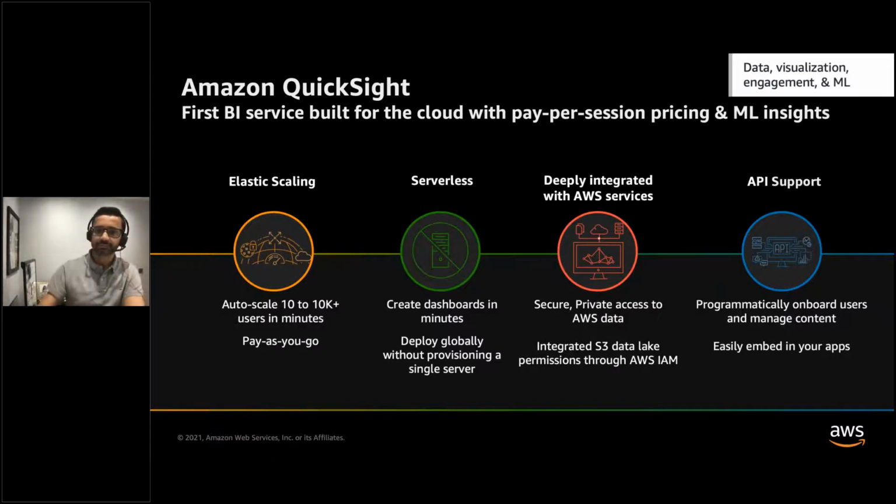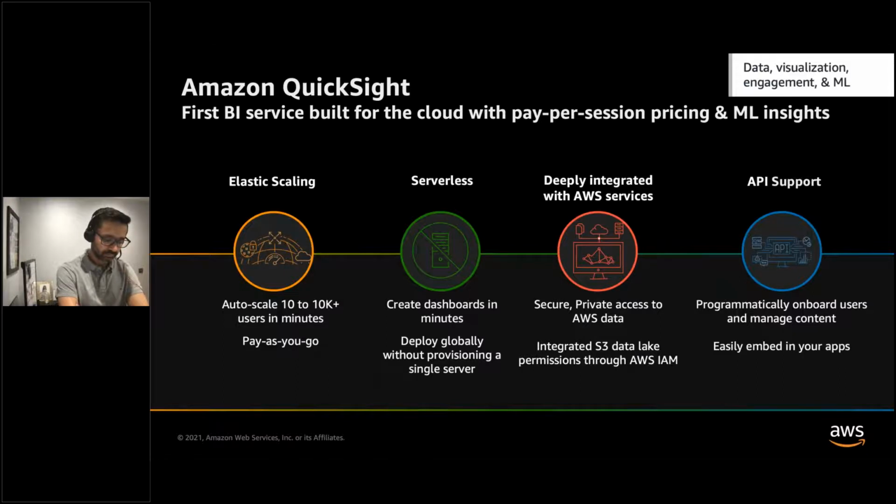There are two really nice features that QuickSight has as well. So the first is ML Insights. So you can easily add forecasting and anomaly detection to our dashboards without any machine learning experience required. And this is what Nitin will show us shortly.